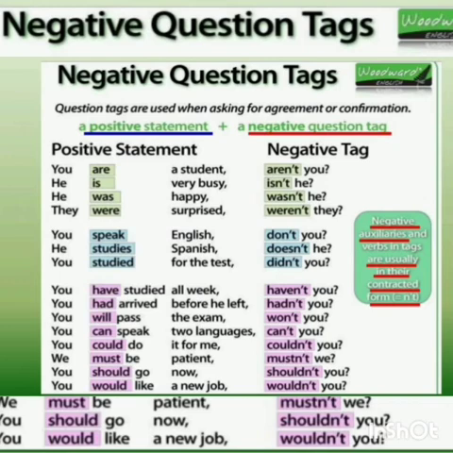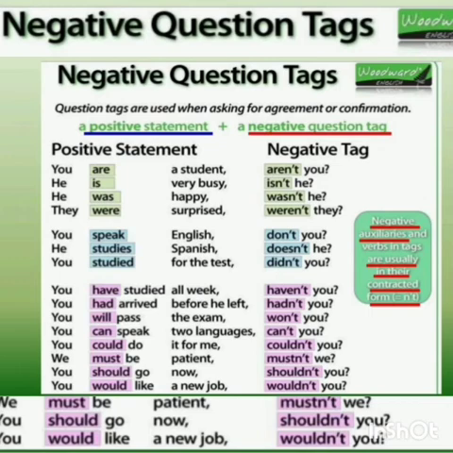You will pass the exam, won't you? So the tag for will is won't. You can speak 2 languages, can't you? You could do it for me, couldn't you? You must be patient, mustn't we? You should go now, shouldn't you? You would like a new job, wouldn't you? These are the few negative question tags.